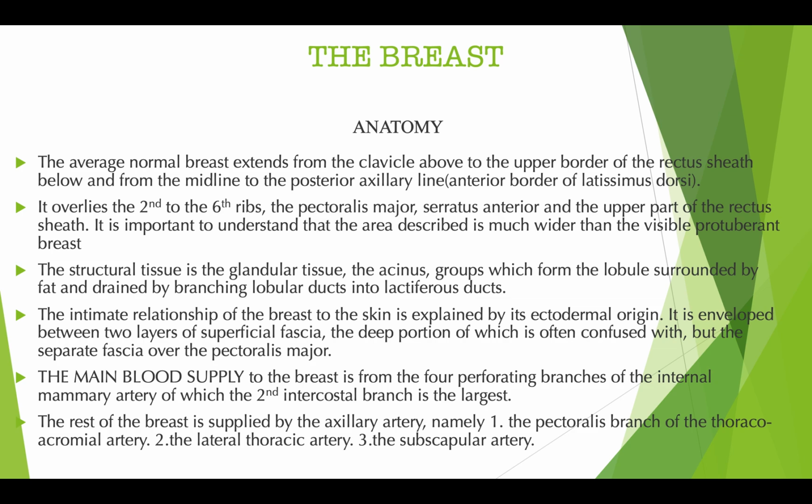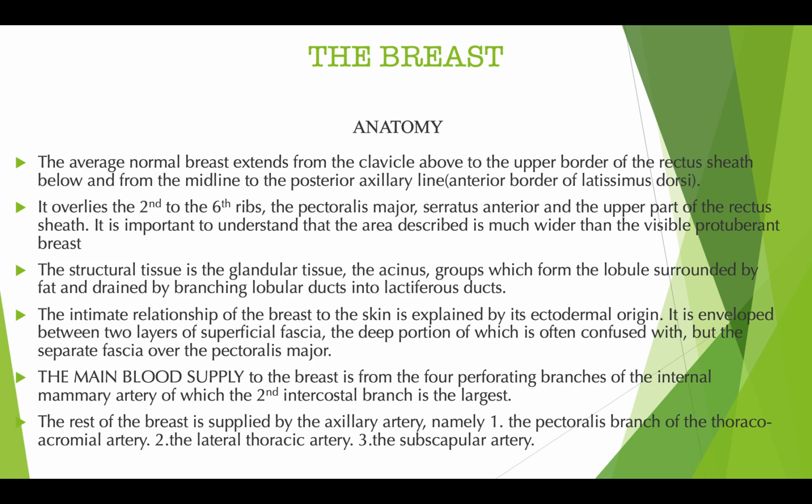The structural tissue is the glandular tissue, the acinous group, which forms the lobule surrounded by fat and drained by branching lobular ducts into the lactiferous duct. The intimate relationship of the breast to the skin is explained by the ectodermal origin. It is enveloped between two layers of superficial fascia, the deep portion of which is often confused with, but is separate from, the fascia over the pectoralis major.